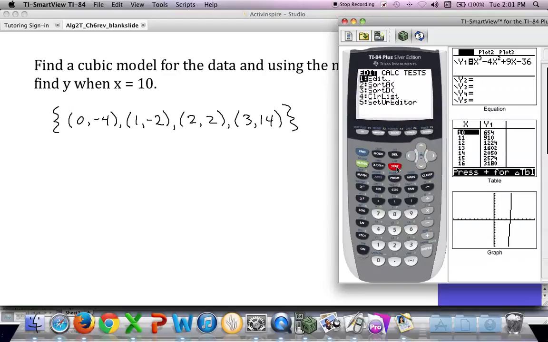Stat, arrow over to that calc, right? And the number 6 is cubic, 6. And you hit enter.